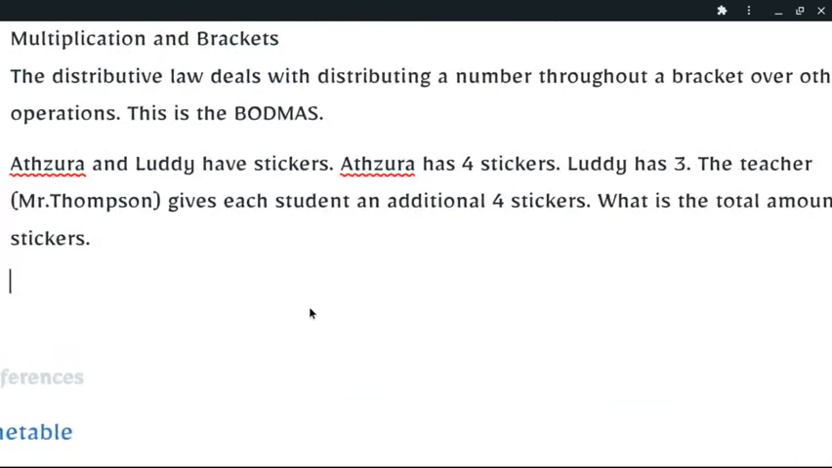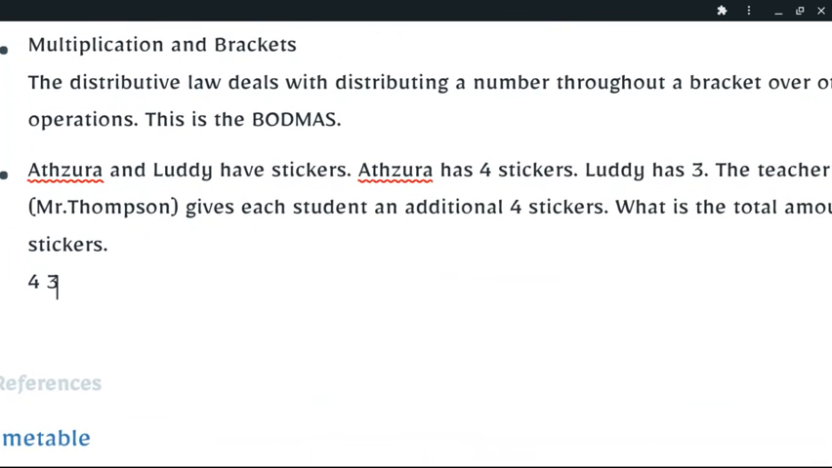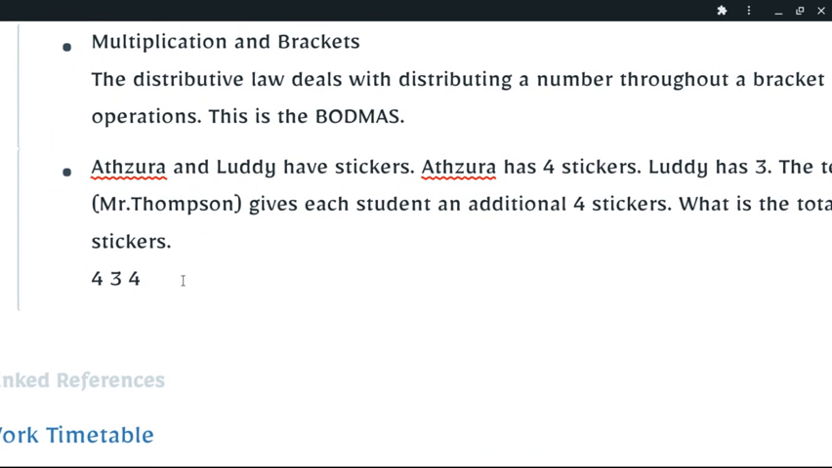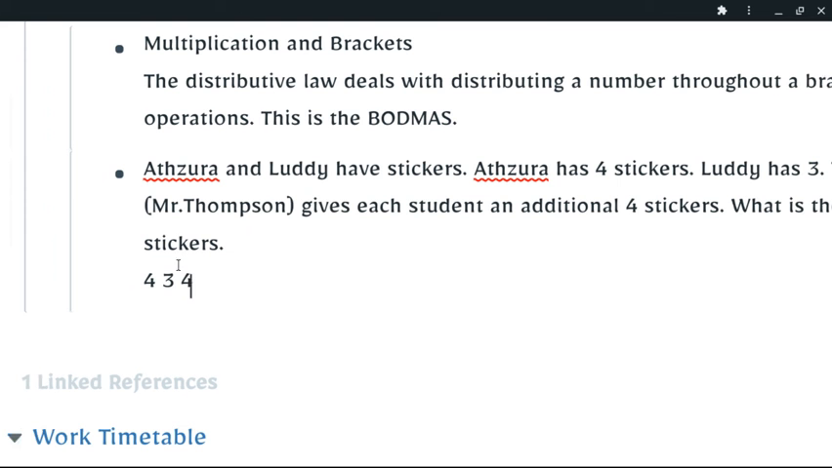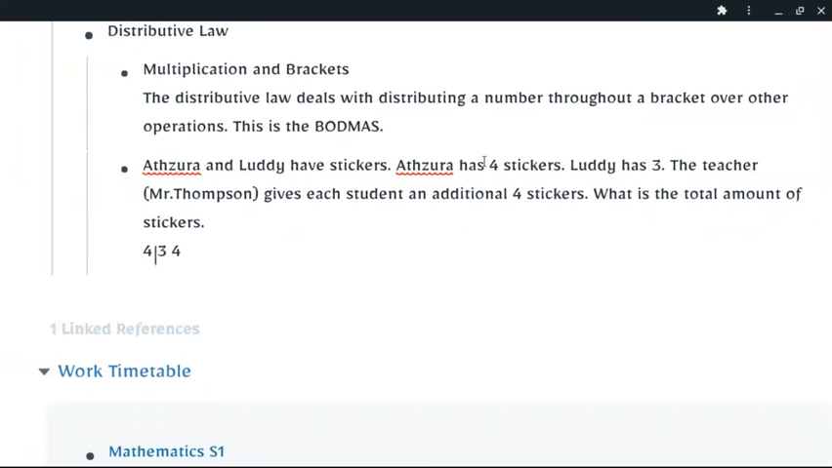So, what numbers are we working with? We have 4. What other number do we have? 3. And another number 4. Is there a relationship between any two numbers first? It said that Athzura has 4 and Ludi has 3. So you'd want to find the total amount of stickers that is there right now before you add the additional ones, correct? Yes, sir. So Athzura plus Ludi gives you the current total amount of stickers. So we're going to say 4 plus 3.